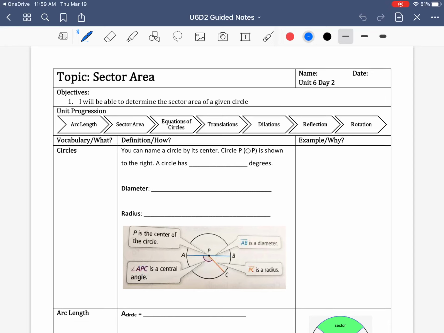Hi you guys, today's topic is sector area, Unit 6, Day 2. The objective is that I will be able to determine the sector area of a given circle.